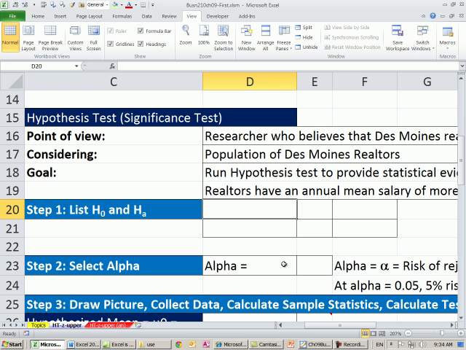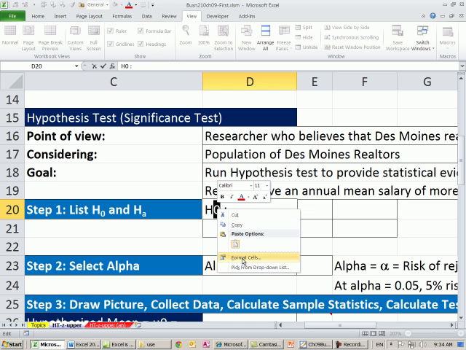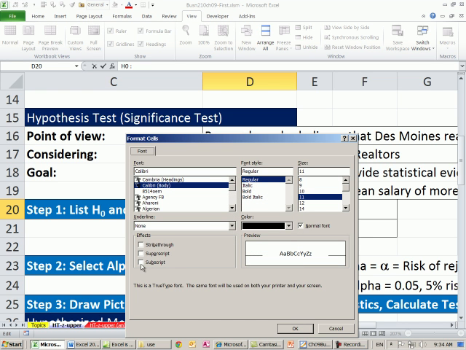All right, the way you do this is you type H0, and then you type a colon. That colon says after this is going to be our null hypothesis. Now I'm going to make this a subscript. I'm going to highlight it in edit mode in the cell, right-click, format cells, and then subscript. Now I'm going to click Escape.